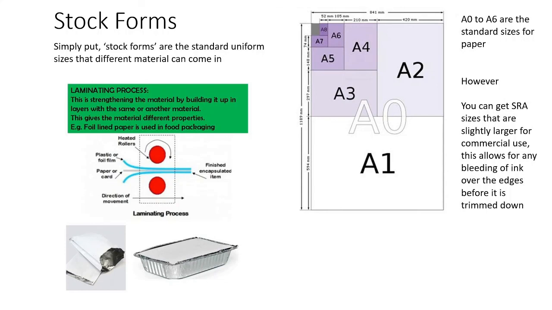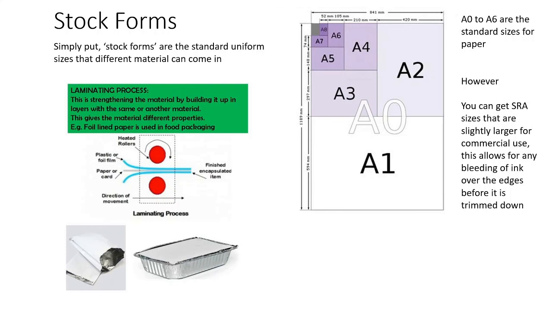So you go from A0 all the way down to A6. The bigger the number, the smaller it is. The most common thing you probably use is A4 for things like your sketchbooks and notepads, and then A3 when you're doing bigger bits of drawing. If you do art, you may well use an A2 or an A1.